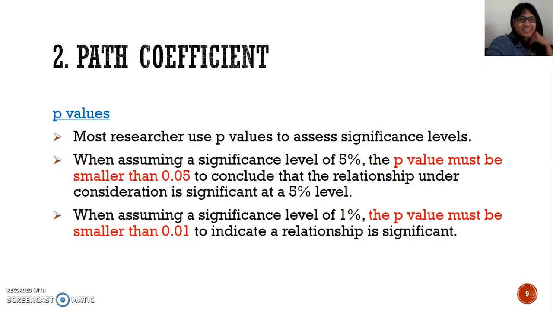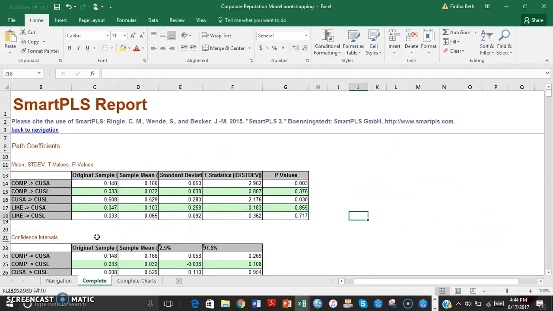Most researchers also use p-values to assess the significance level. When assuming a significance level of 5%, the p-value must be smaller than 0.05 to conclude that the relationship under consideration is significant at 5%. When assuming a significance level of 1%, the p-value must be smaller than 0.01 to indicate a relationship is significant. Let's see the p-values on the Smart PLS report.